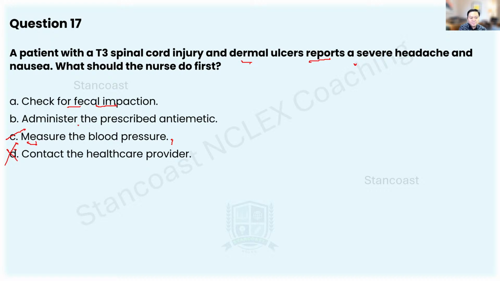Or this one, letter B, administering the prescribed antiemetic. You're only dealing with the symptom, but not really figuring out if the patient is in a hypertensive crisis. What we need to do this time is an immediate identification if the patient is hypertensive. That would be quick to do, okay? Fecal impaction, this is delaying your treatment, guys, even though this is a good nursing intervention.